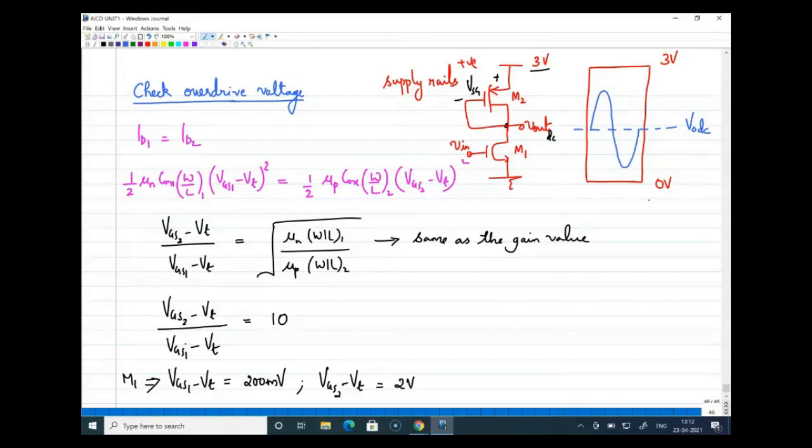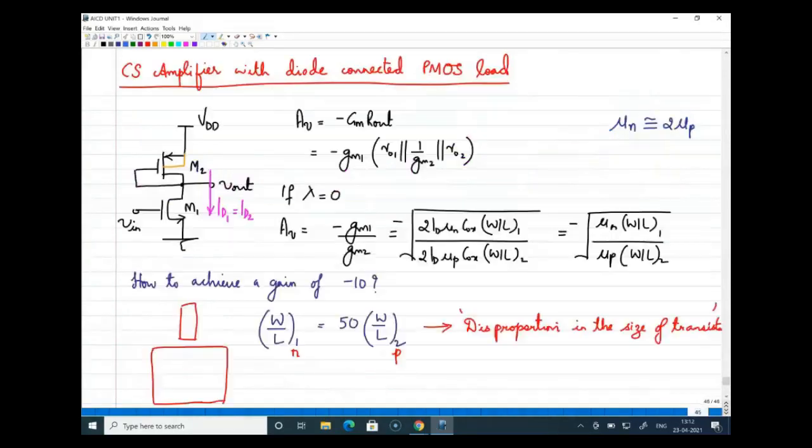Oh, that means you have... yeah, I'll definitely repeat, Sri Harsha. Going back, your circuit is a CS amplifier with a PMOS diode connected. We looked at the gain expression, and we made one observation that in order to have such gain, the ratio of the size of the transistors is very huge, and that is my first observation.